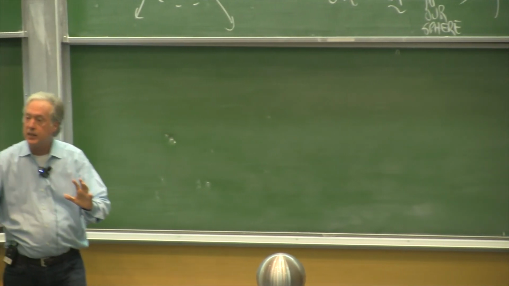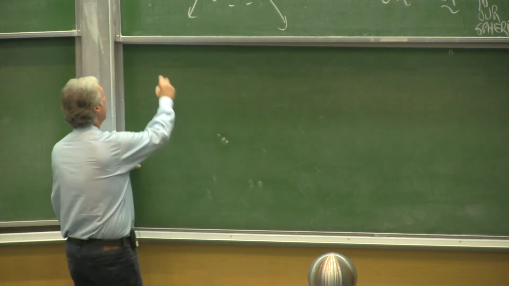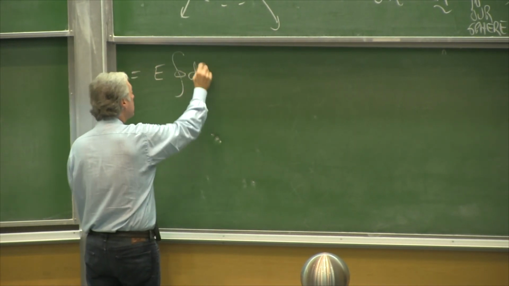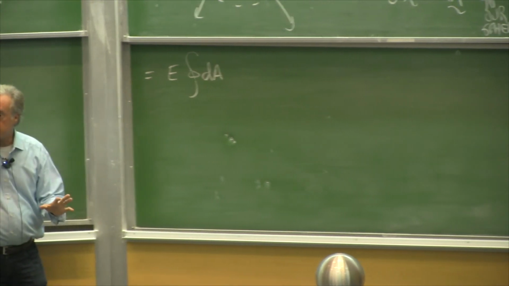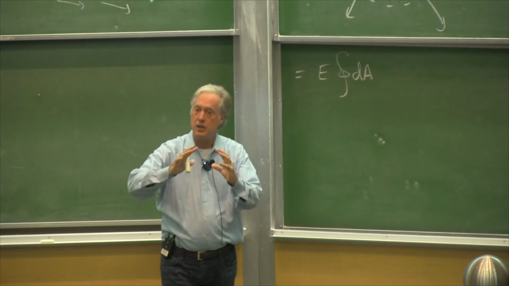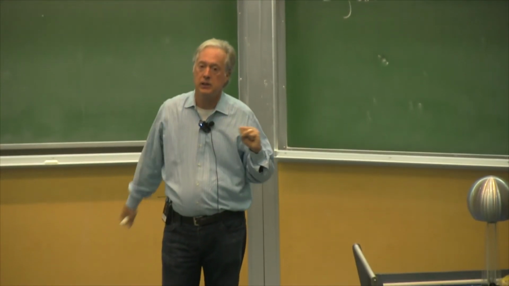Electric field, same magnitude everywhere around that sphere. That comes out. That's equal to integral E dA, because the electric field's constant on that surface, we can take it out. Now, here's the hard one. What's the surface area of a sphere?